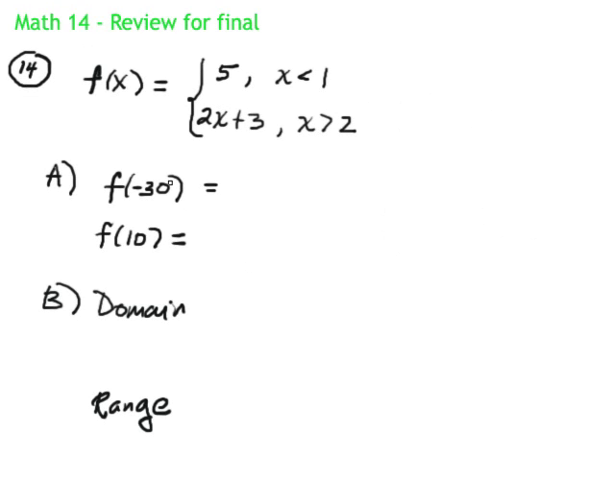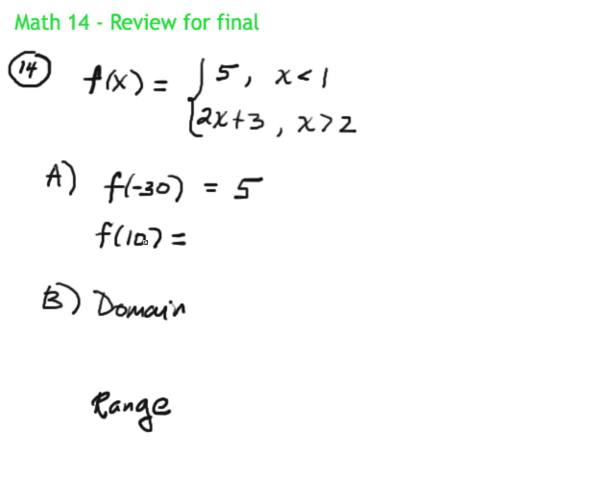In number 14, we have a piecewise defined function. It's defined in 2 rows, and we see that for x less than 1, f of x is equal to 5, and for x greater than 2, f of x is equal to the part of the line 2x plus 3. Okay, so in part A, we're asked to find f of minus 30. Well, since minus 30 is less than 1, the function is equal to 5 for all x values less than 1. So this would be f of minus 30 is 5.